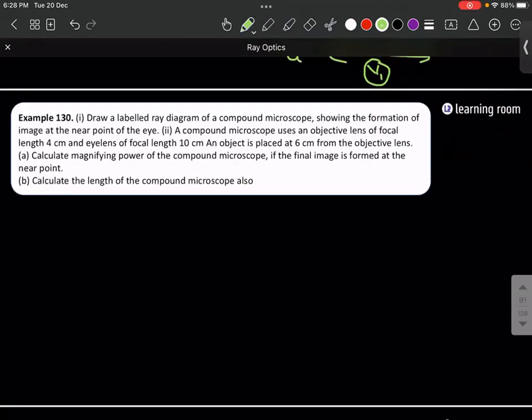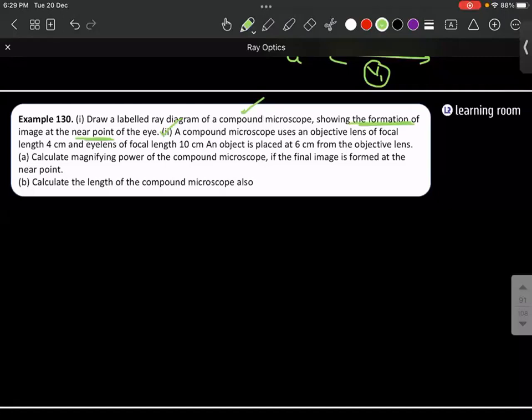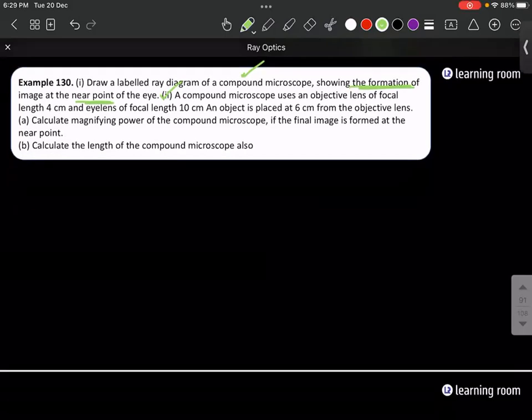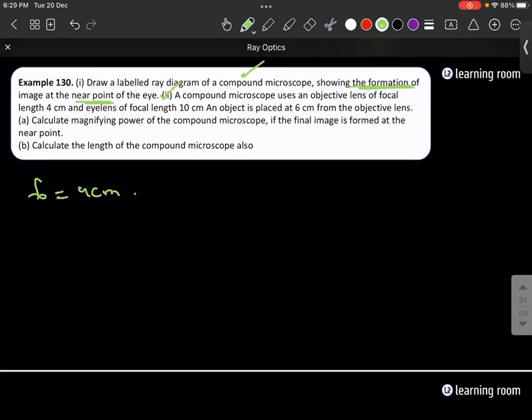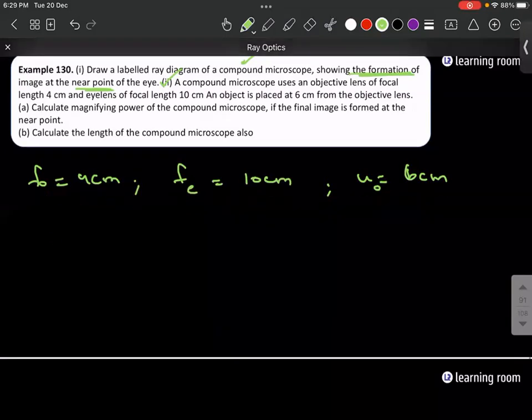Can we do another problem? Having said this, draw a neat labelled diagram of a compound microscope showing the formation of the image at the near point of the eye. All those things you do. Second, a compound microscope uses an objective lens of focal length 4 centimeter and the focal length of the eyepiece is 10 centimeter. An object is placed at a distance of 6 centimeter from the objective lens. Calculate the magnifying power of the compound microscope. The final image is formed at the near point.